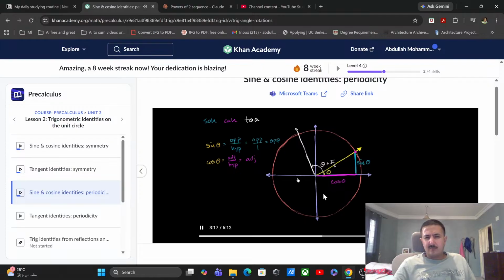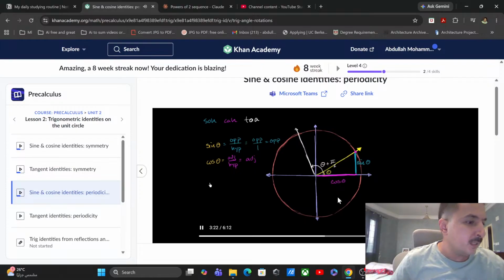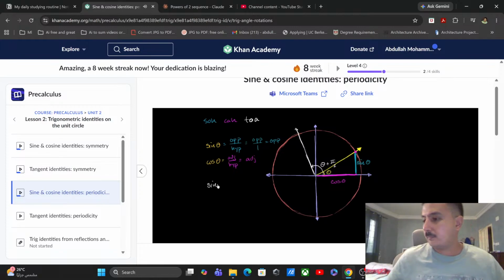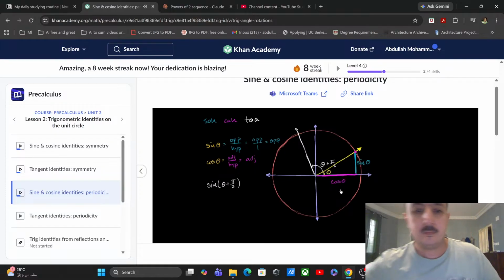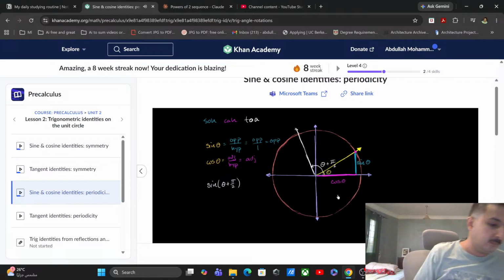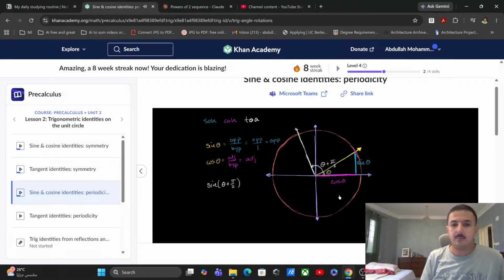Now, what I want to explore in this video, and I guess this is the interesting part of the video, is can we relate sine of theta plus pi over 2 to somehow sine of theta or cosine of theta. And I encourage you to pause this video and try to think this through on your own before I work it out. Well, let's think about what sine of theta plus pi over 2 is.